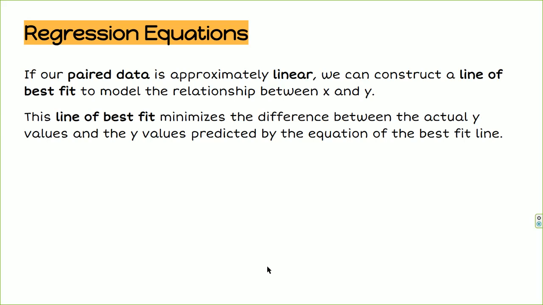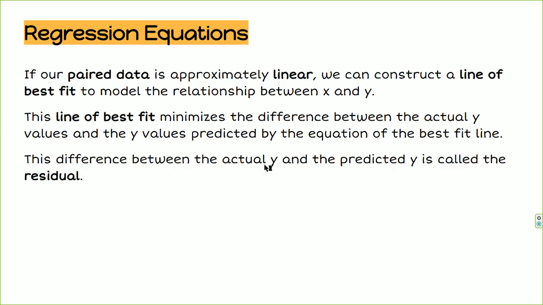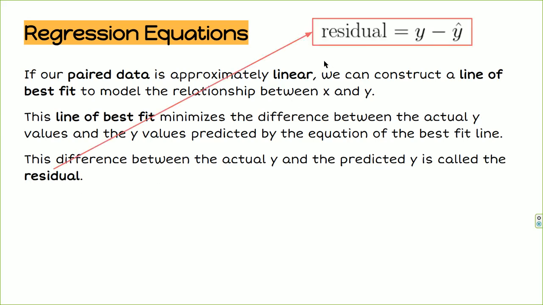The line of best fit minimizes the difference between the actual y values that we measured and the y values that are predicted by the equation. The difference between the actual y and the predicted y is something called a residual. So a residual is actual y minus predicted y. And you'll notice we're using y with a little hat, called y hat, creatively, to represent the predicted value from our equation.